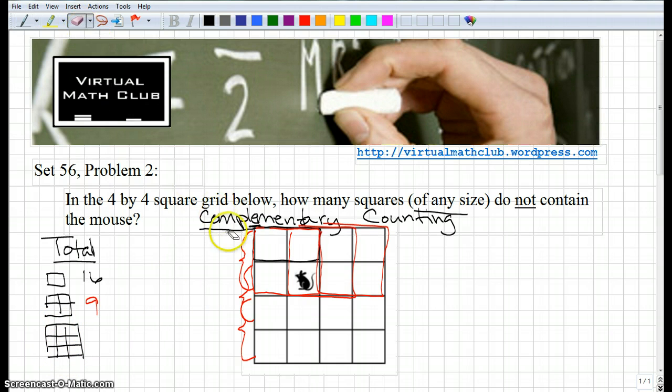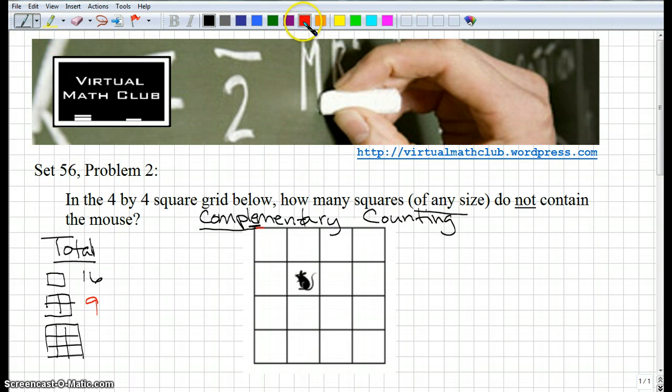Now, you can just do it the same way. Let me pick up another color. I'll just use red again. Okay, so 3 by 3 squares. Now, you can see here's one 3 by 3 square, and if I slide it over I can get another one, and then I can slide these two down, so you can see I can get a total of 4 of the 3 by 3 squares.